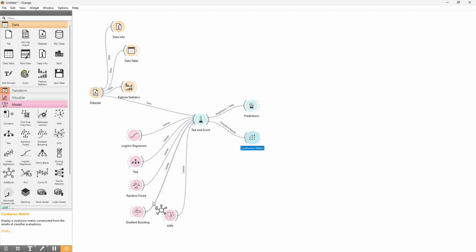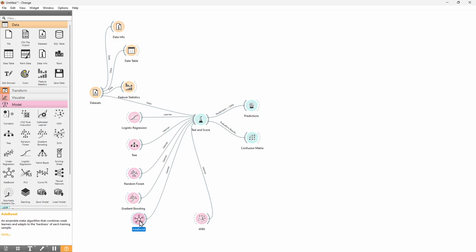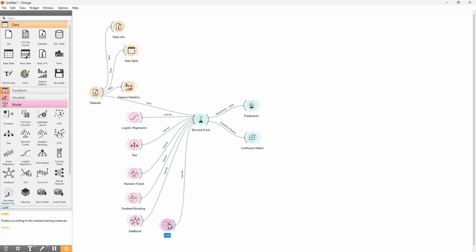There's also AdaBoost, which is another boosting type model. Let me put that here as well. You see, this thing is so nice because you can pretty much just put the models and connect them, and this should work. So okay, let me put that here.